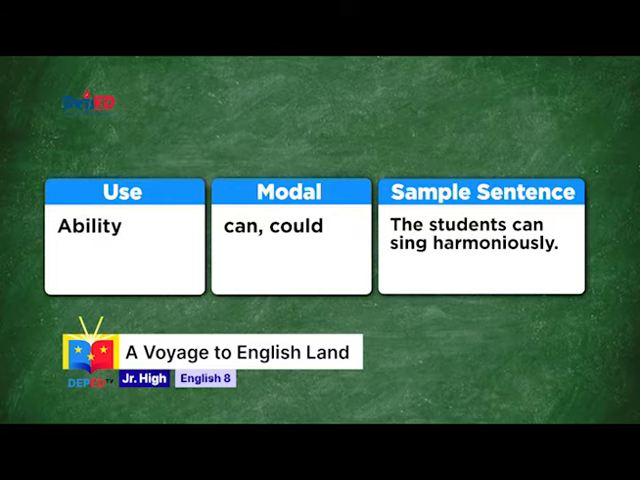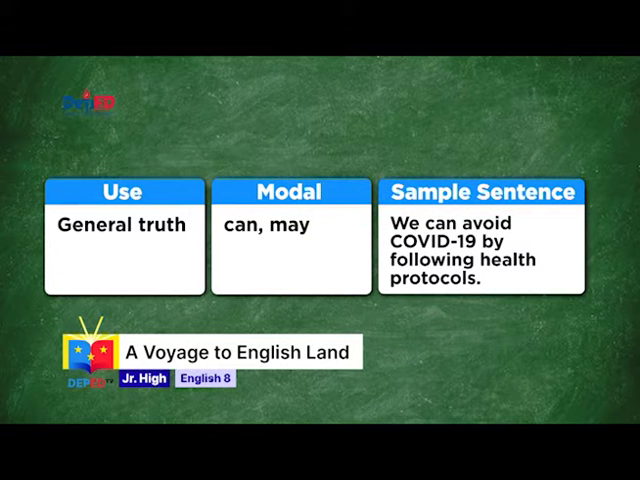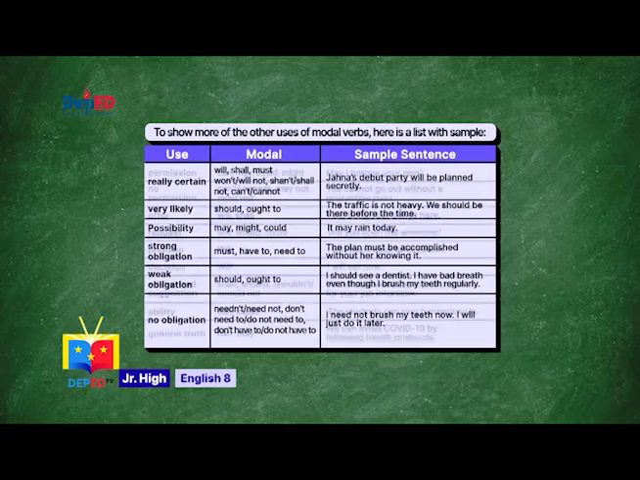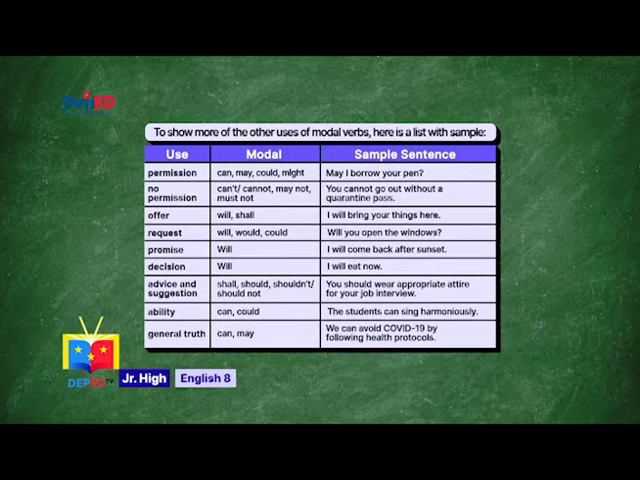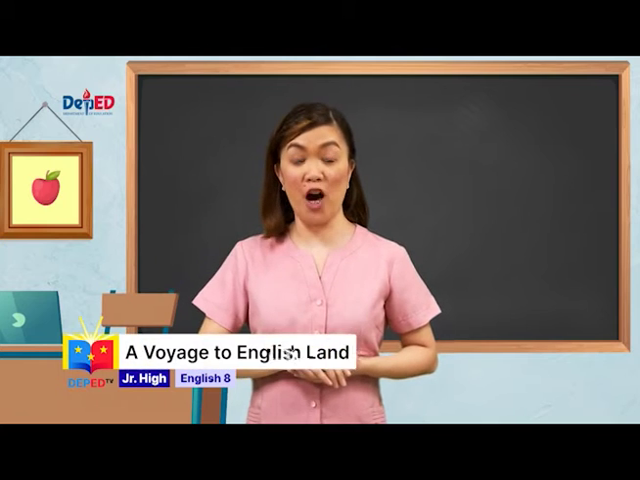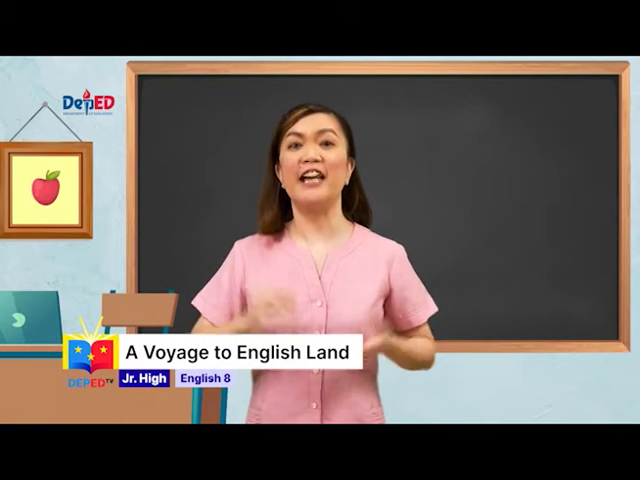Use: ability. Modals: can, could. Sample sentence: The students can sing harmoniously. And the last one, use: general truth. Modals: can, may. Sample sentence: We can avoid COVID-19 by following health protocols. To know more about how we properly use our modals, check out this table and see our modals with their sample sentences.